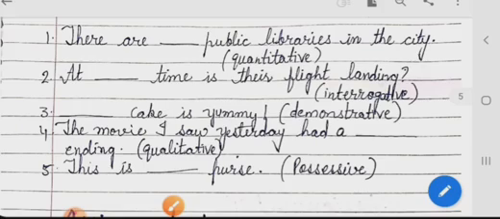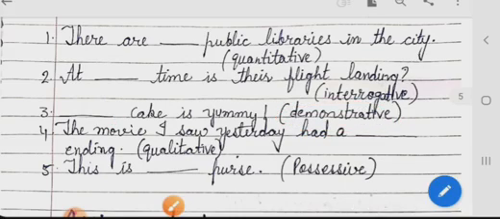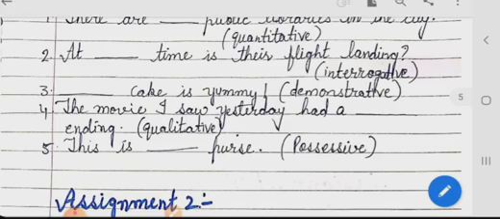Dash cake is yummy. You have to fill in a demonstrative adjective here. This cake is yummy. The movie I saw yesterday had a dash ending. You have to fill in a qualitative adjective here. You can fill in good. The movie I saw yesterday had a good ending.